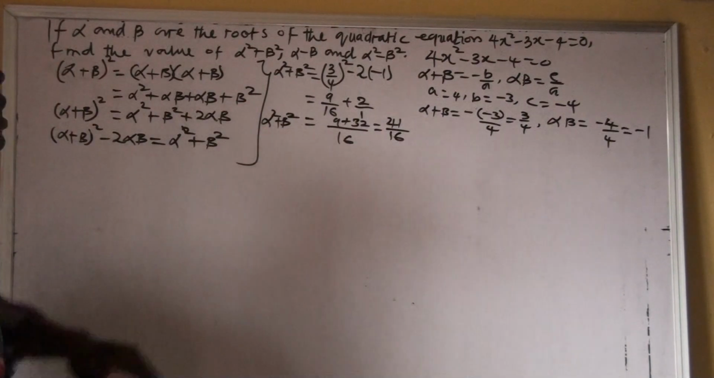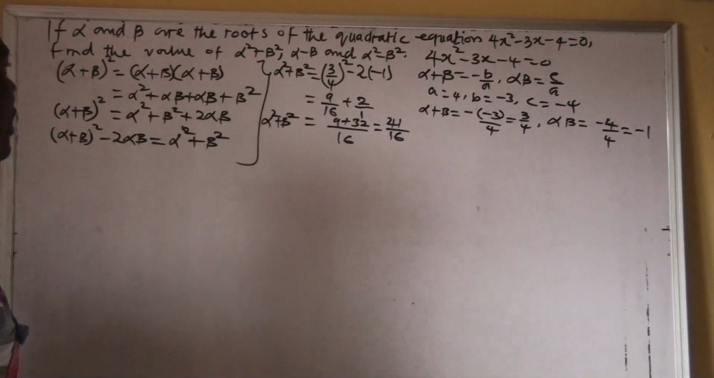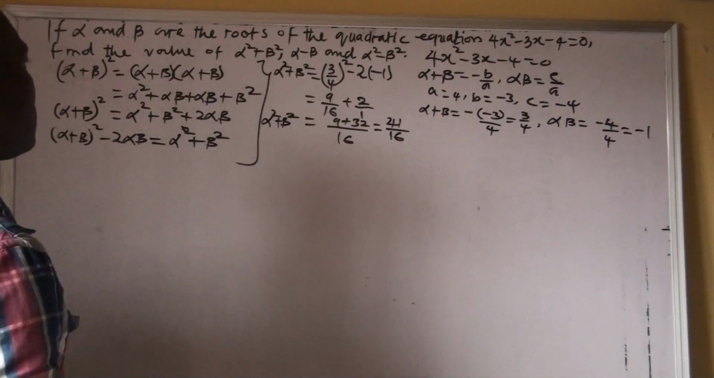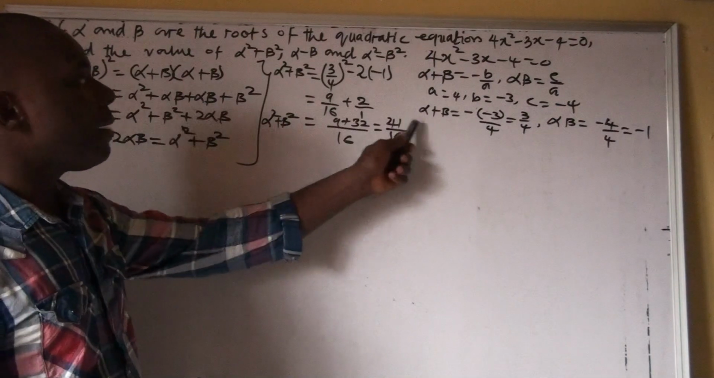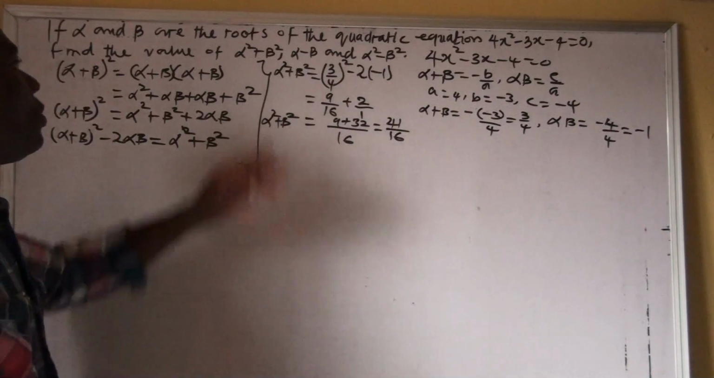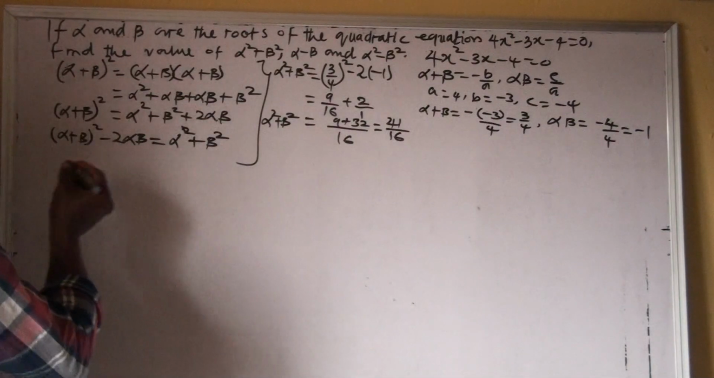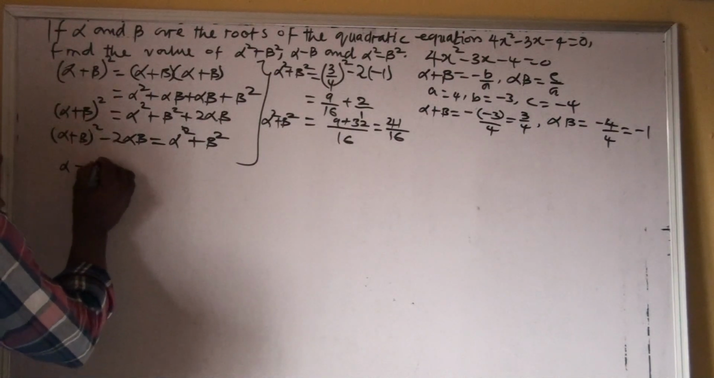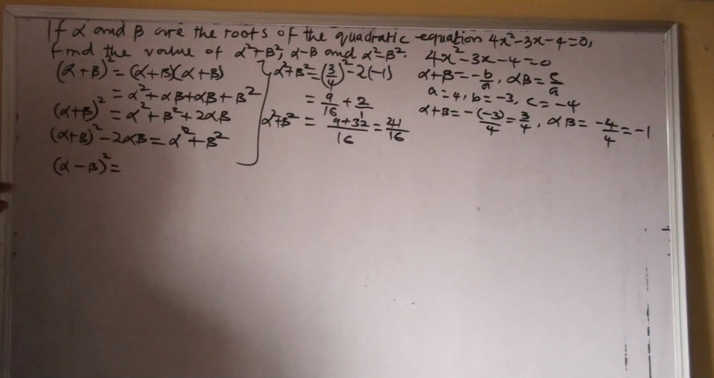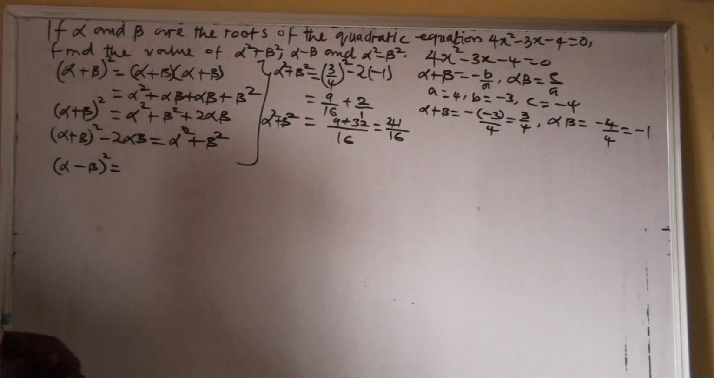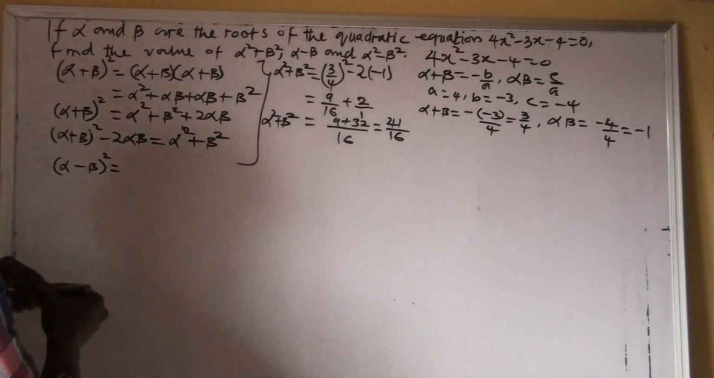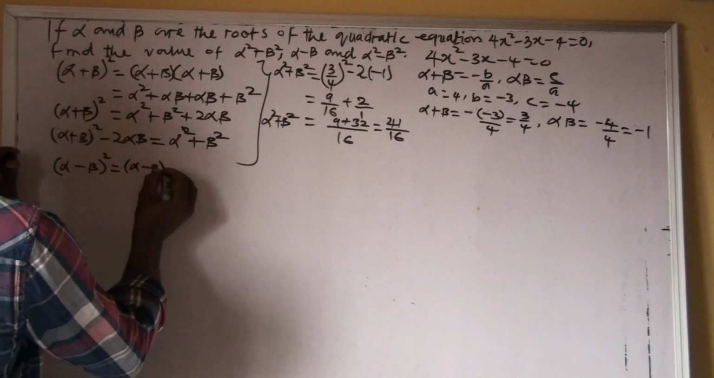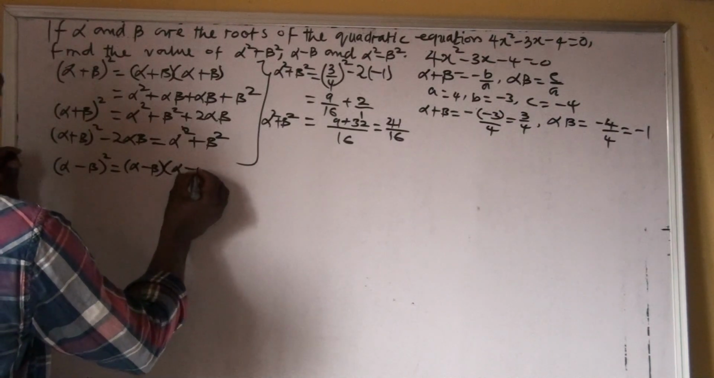Okay, next, we were also asked to find the value of alpha minus beta. But this does not come directly from the sum and product of roots rule, since there's no alpha minus beta there, but it is also achievable. So we use this transformation: alpha minus beta all square. From here we obtain the value. By the time we do this expansion, it's going to be alpha minus beta, open bracket, alpha minus beta.